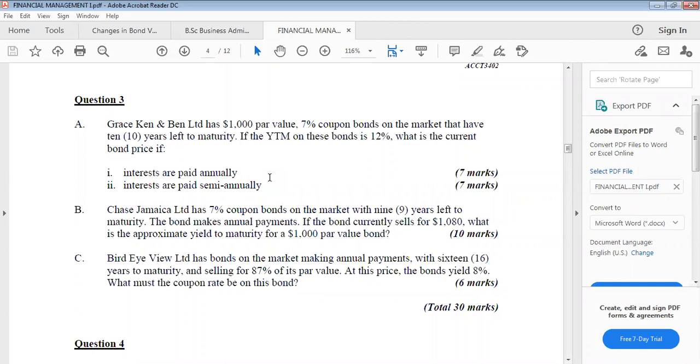If Grace and Ben Limited has $100 par value, 7% coupon bonds in the market that have 10 years left to maturity. If the yield to maturity on these bonds is 12%, what's the current bond price if interest is paid annually, and if interest is paid semi-annually? So you use two different formulas.